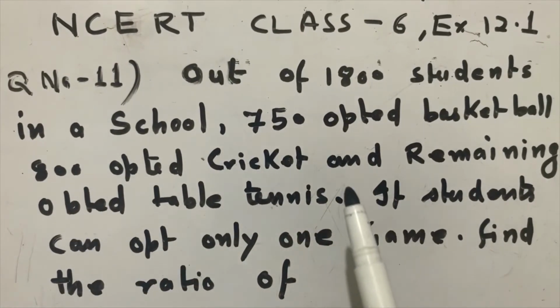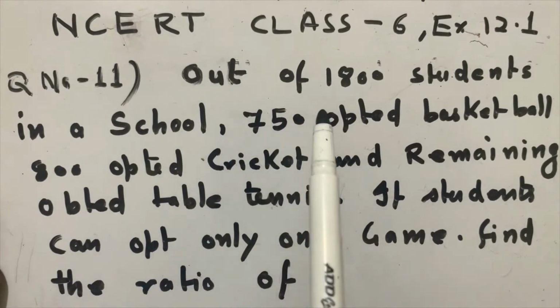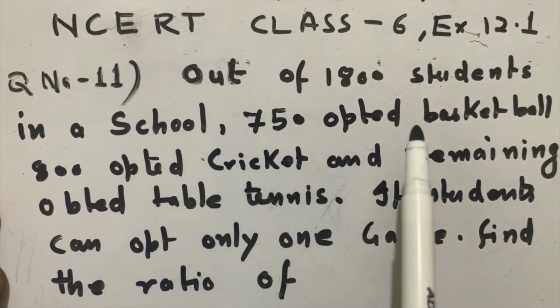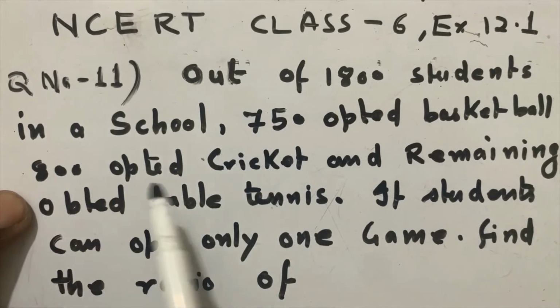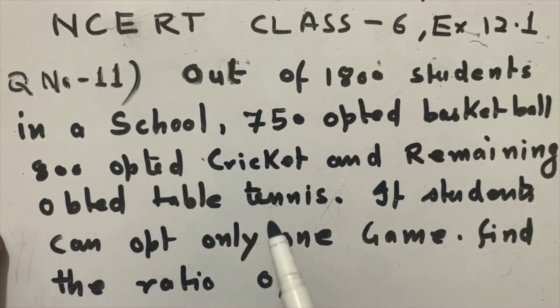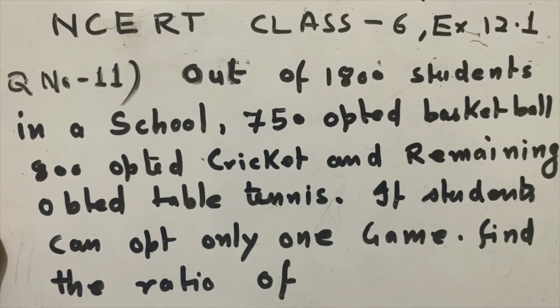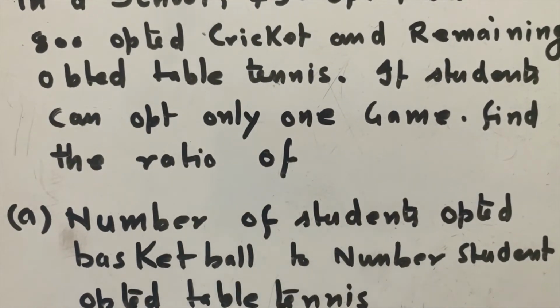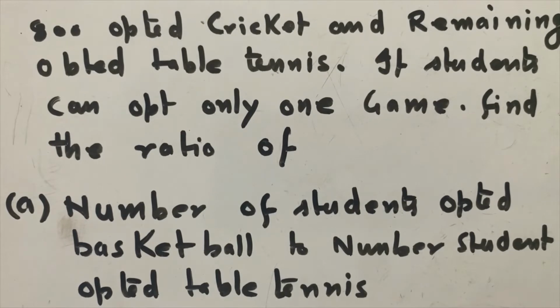Now question number 11 is given. Out of 1800 students in a school, 750 opted basketball, 800 opted cricket, and the remaining opted table tennis. If students can opt only one game, find the ratio of the number of students who opted basketball to the number of students who opted table tennis.